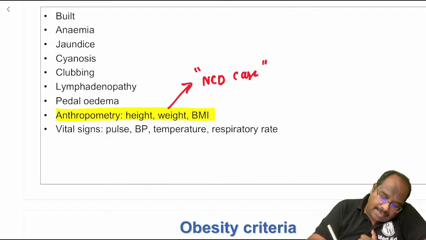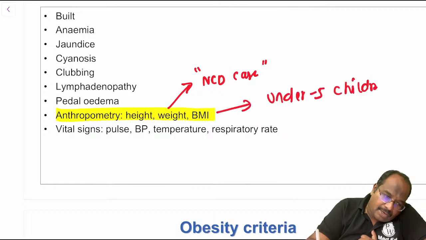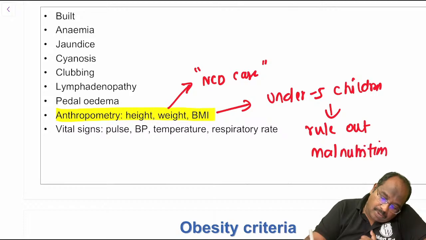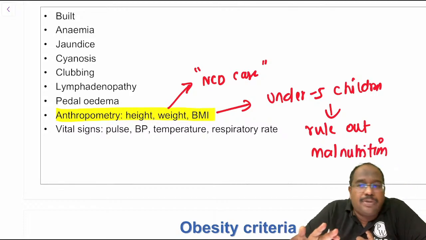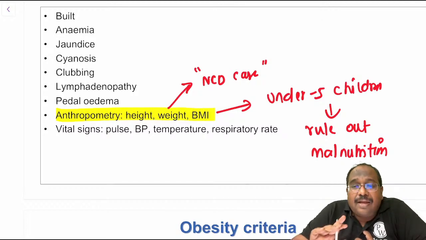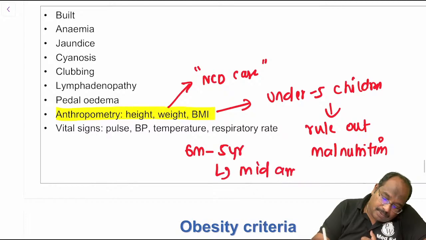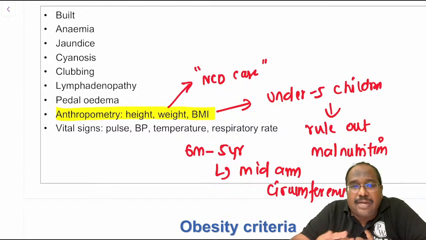Again, this is important in under-5 children, because we want to rule out malnutrition. So make sure that you check the weight, height, and the mid-arm circumference. For a 6-month to 5-year-old child, you check the mid-arm circumference. Make sure that you do it, because we want to know whether the child is malnourished or not.